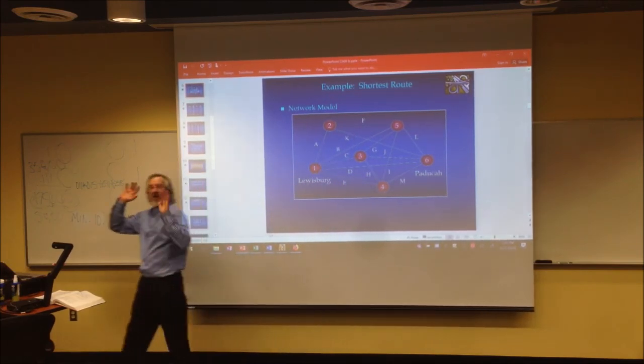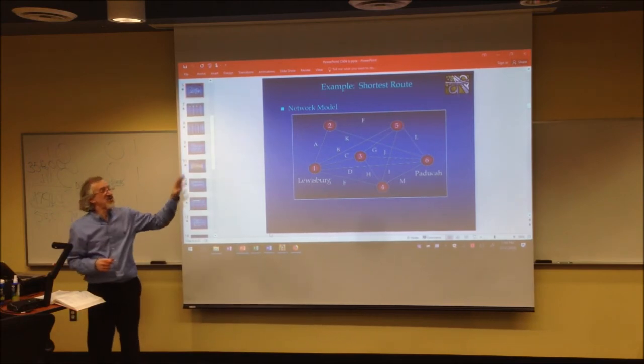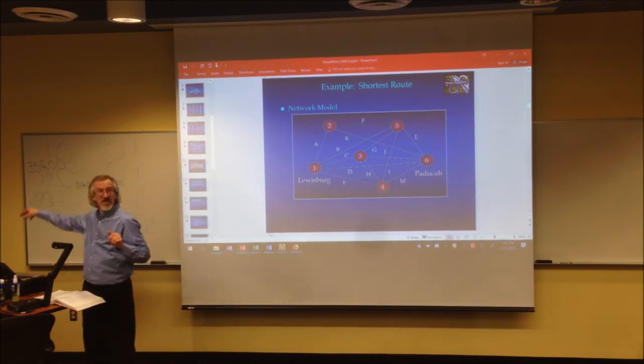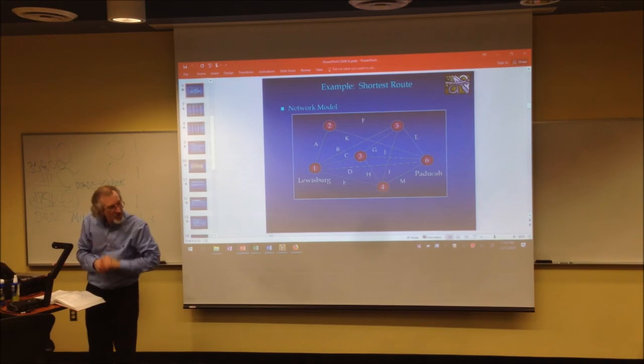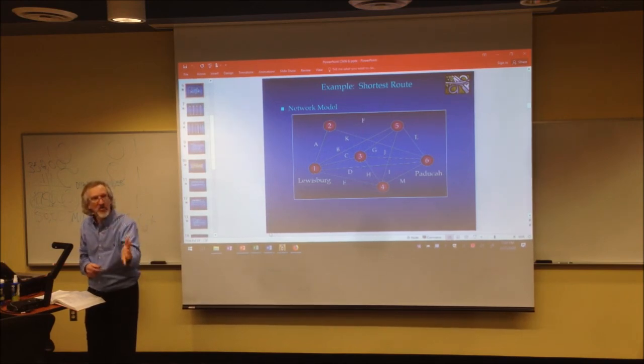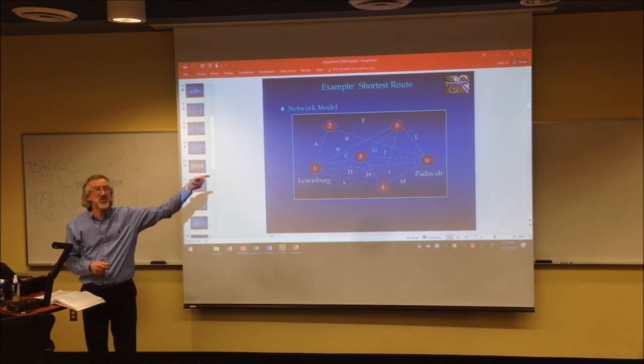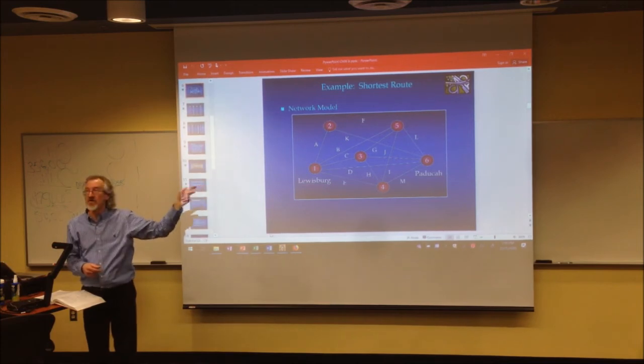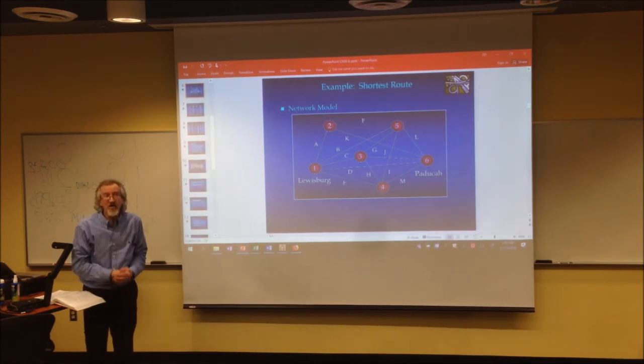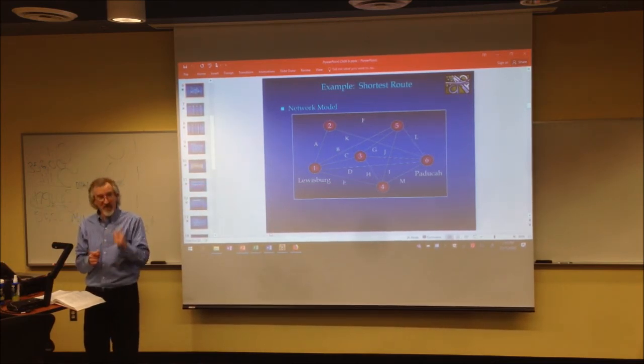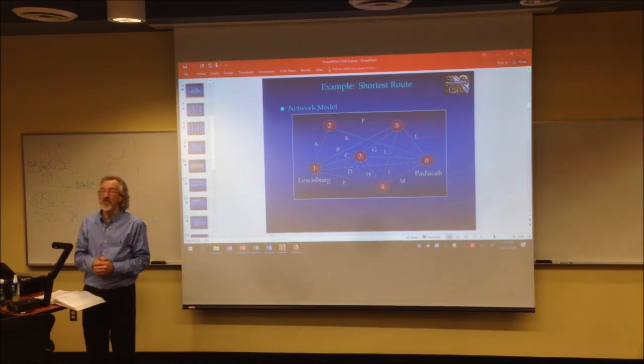You ready? Remember the rule. Every node for all of these represents what in the equation? A constraint. How many constraints are there? 6. That's right. Every arc represents a variable. How many variables are there?